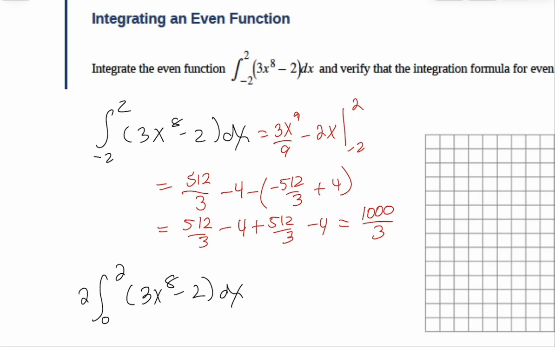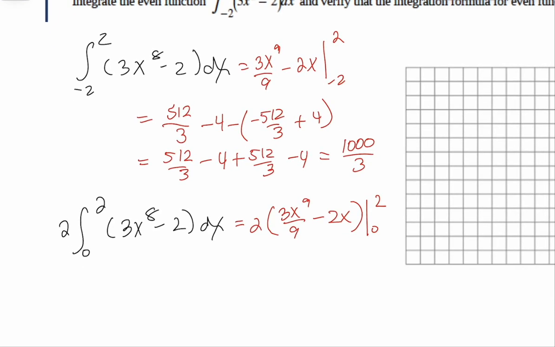Anyway, now let's do the bottom one, and I'll show you that we're going to get the same answer. So that would be 2 times 3x to the 9th over 9 minus 2x from 0 to 2. If I plug in 2, I get 512/3 minus 4. If I plug in 0, I get 0. I still get 1,000 over 3.